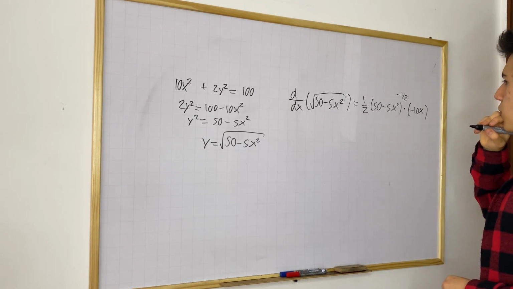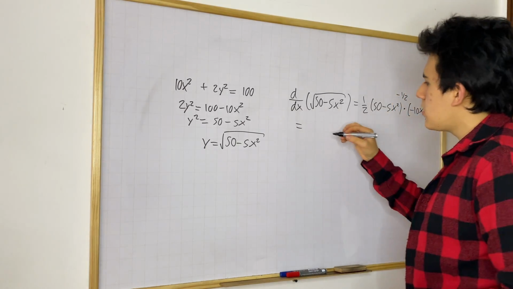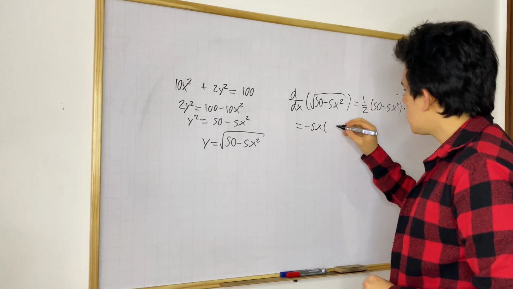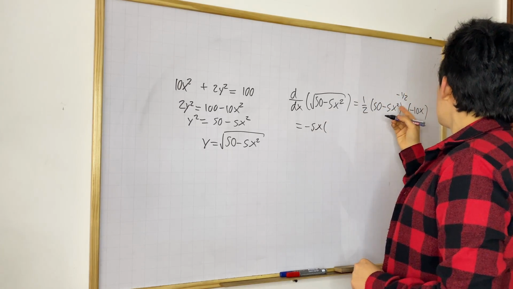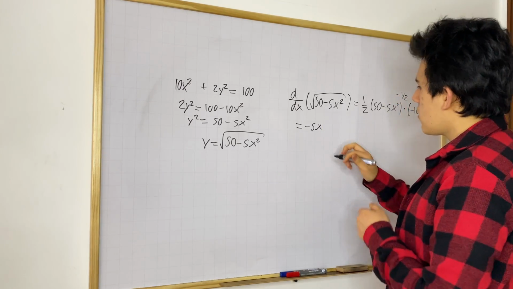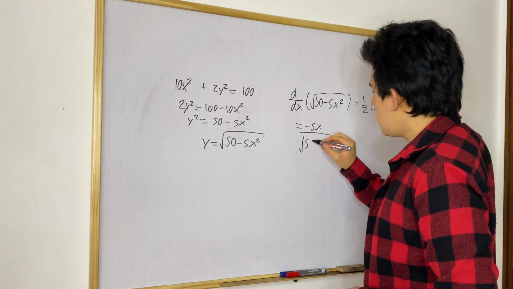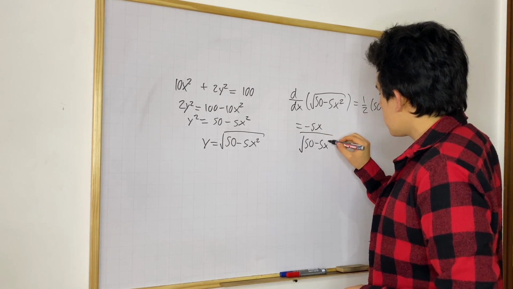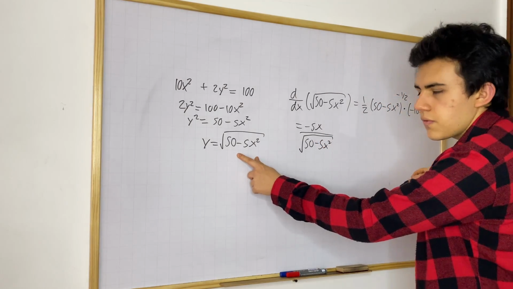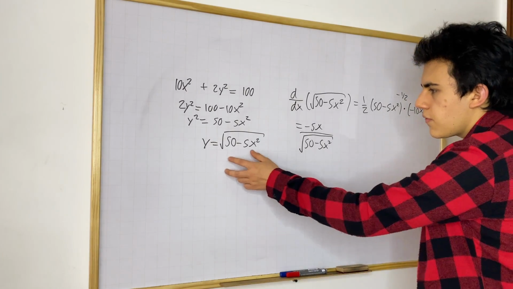And now this derivative would be minus 10 over 2, that's going to be negative 5x times this expression, which we send to the bottom. So I'm going to write this as the square root of 50 minus 5x squared, okay? Now, what is all of this? Well, this is just simply the derivative for this function right there, okay? It's nothing too crazy. We just simply found this derivative.